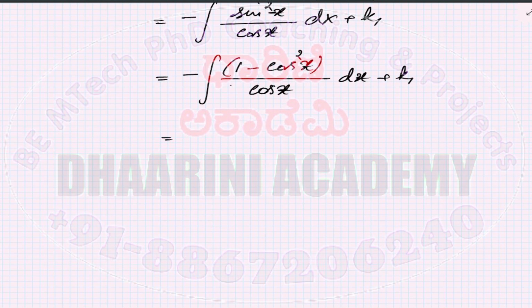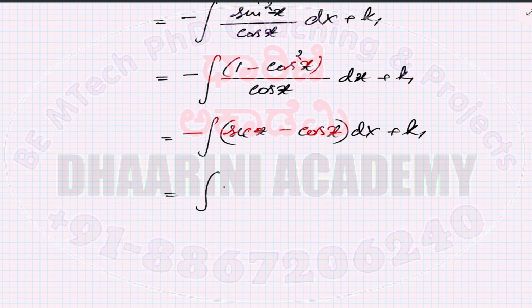So this is equal to negative integral 1 by cos x, which is actually secant x, and one of the cos will cancel, so that is 1 by cos x, secant x minus cos x dx plus k1. I can write this as minus, I'll take it inside. This is simply the integral of cos x minus secant x dx plus k1. Yes, now we have the answer.